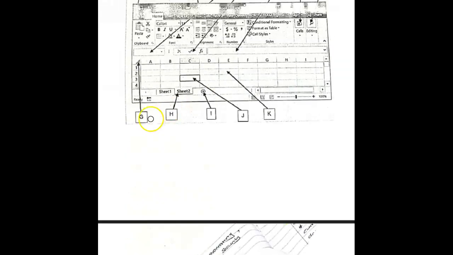So what is the project label G? So if you look at G, it's that thing over there. Now whenever you press that, you're basically selecting the whole worksheet. So the answer over here will be C, selecting the whole worksheet.